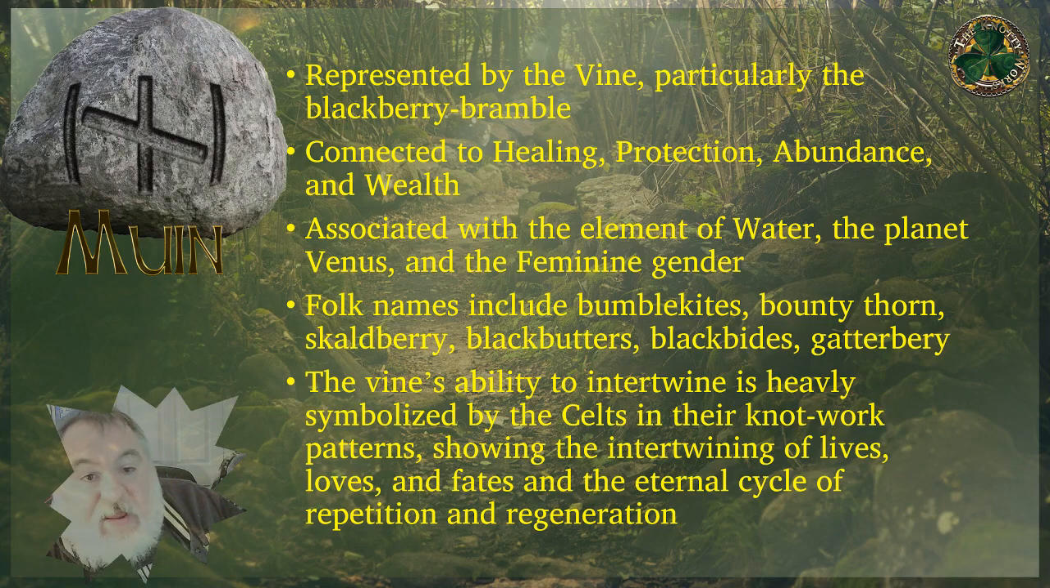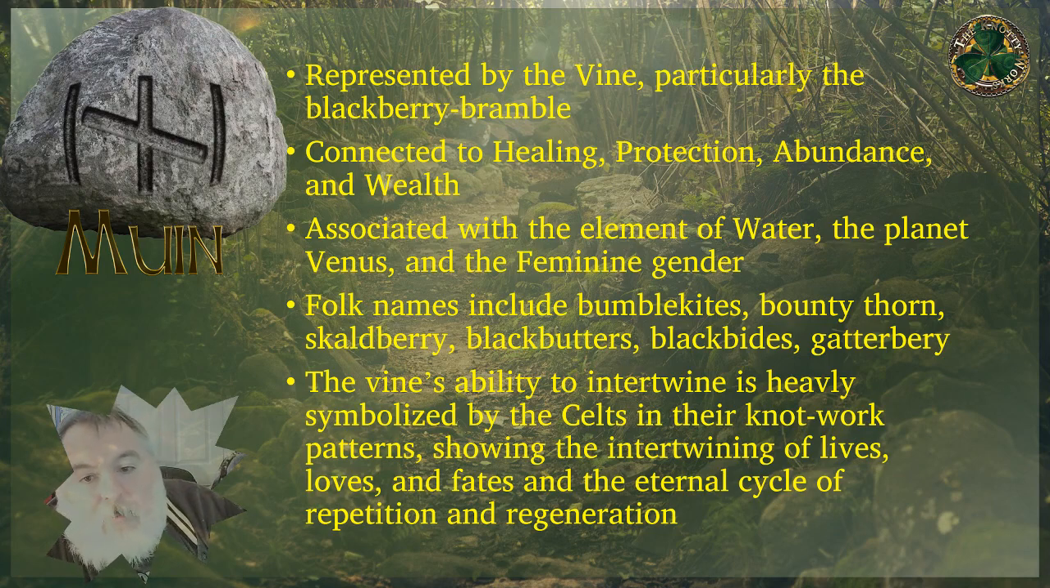Letter M. Again, now we're going, it's a diagonal line, starting up and going down, or if it was horizontal, it would be starting from the bottom left, going to the upper right. And it's represented by the vine. From my research, particularly the blackberry bramble, again, we're looking at a vine that has thorns, and it's generally connected to healing, protection because of the thorns, abundance because of the blackberries, and wealth. Associated with the element of water, the planet Venus, and the feminine gender.